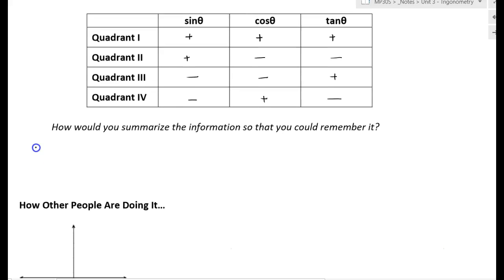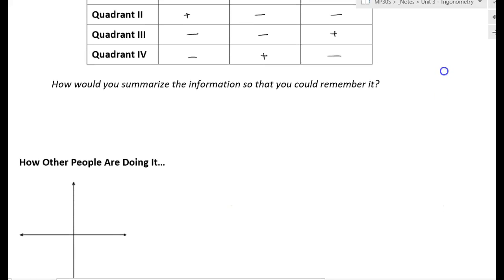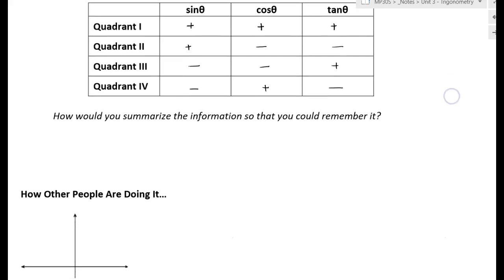Okay, so what we're looking at here is in quadrant 1, all of them are positive. In quadrant 2, only sine is positive. Quadrant 3, tan is positive, and quadrant 4, cosine is positive. So you might have come up with any number of different ways of remembering this, but there are some other strategies to use. So I'm just going to record this data down here.